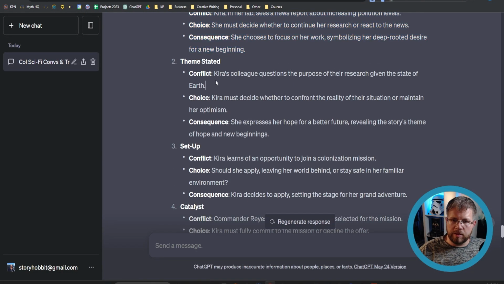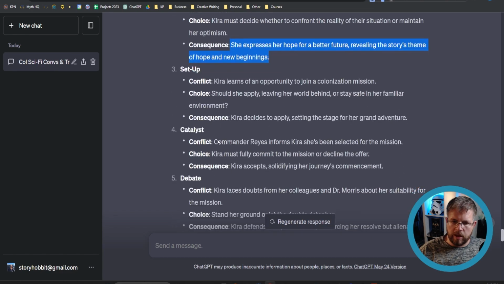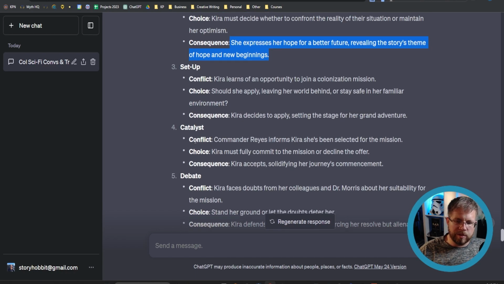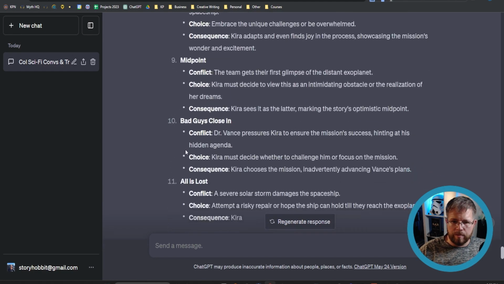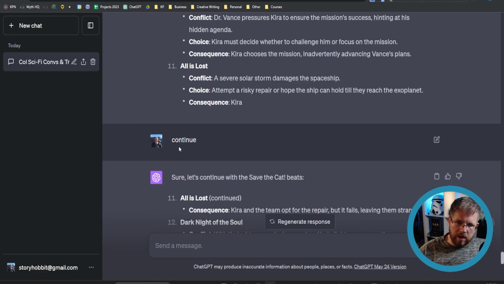The theme stated: Kira's colleague questions the purpose of their research given the state of Earth. Kira must decide whether to confront the reality of their situation or maintain her optimism. She expresses her hope for a better future, revealing the story's theme of hope and new beginnings. So really cool structure and a cool way to frame each scene so that it's doing specific things. And as I said, I would modify this heavily to make it into something workable, but it's definitely good.